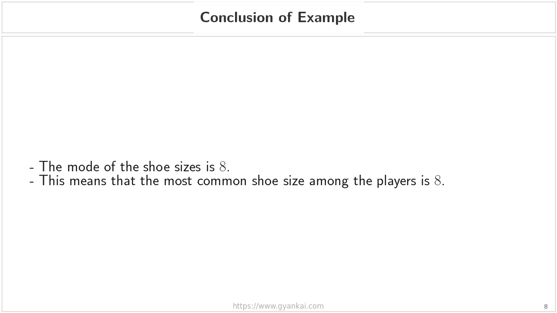Conclusion of example. So, to wrap up our worked example, we can clearly see our final result. Based on our frequency table, the mode of the shoe sizes is 8. To put this into a real-world context, this means that the most common shoe size among the players on this basketball team is size 8. It's important to remember that we aren't saying the frequency is 8, but rather that the value 8 itself is the one that appears most often.